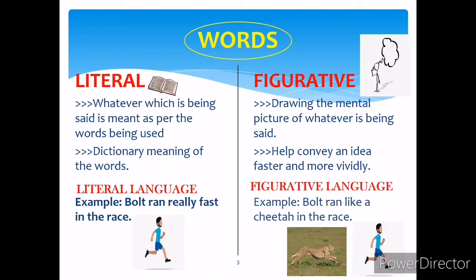Now let's understand this concept with an example. Bolt ran really fast in the race. In this sentence, it is stated literally that Bolt runs fast in the race. Now, let's take a look at the second example. Bolt ran like a cheetah in the race. Here, in this sentence, what happened is that your mind started to create a picture of Bolt running and a cheetah. By doing this, you start comparing Bolt to a cheetah, so your mind starts to understand more.